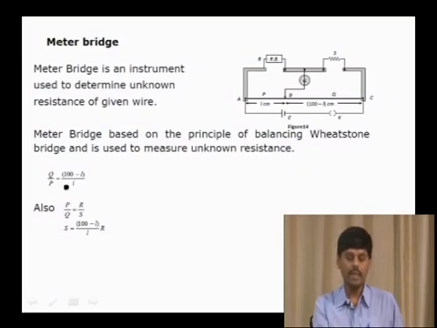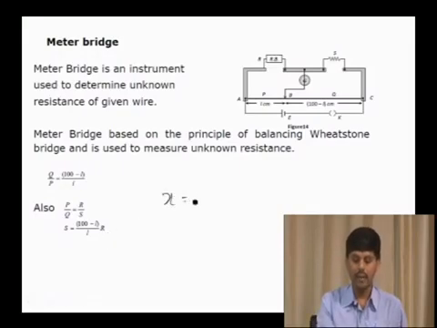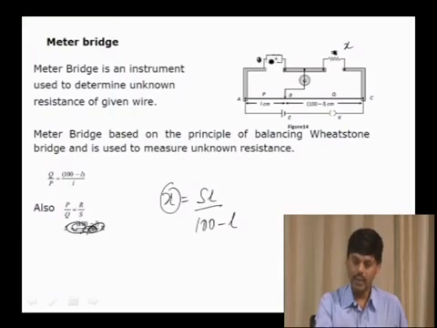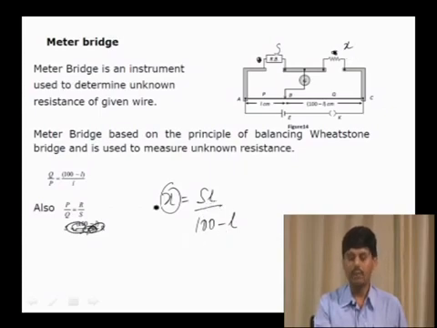See, in the balanced Wheatstone network, for this particular diagram, we can have S is equal to (100 minus L) divided by L into R, or else you can calculate X is equal to SL divided by (100 minus L). In practical work you are measuring X; S is the standard resistance taken, and X is the unknown resistance. With the help of this you can calculate it easily.